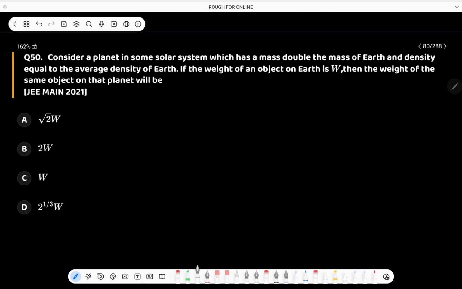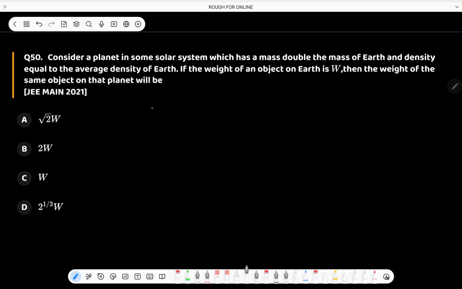And look at one more question. Consider a planet in some solar system which has mass double the mass of the Earth and density equal to the average density of the Earth. If the weight of the body on the Earth is W, then what is the weight of the same object on that planet which has double the mass?